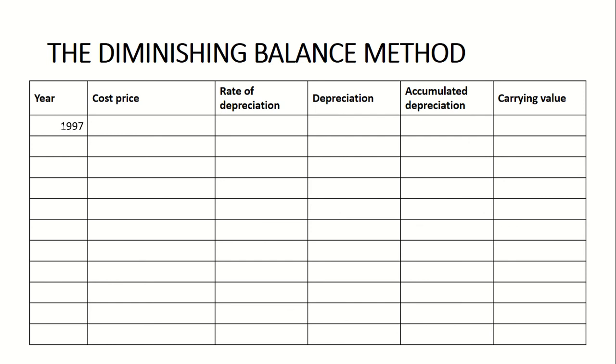Now, this is how we calculate depreciation under the diminishing balance method. The previous table we did, we were calculating depreciation under the cost method. Here we're calculating depreciation under the diminishing balance method. We bought this asset in 1997. The cost price of this asset will be 10,000 rand. Depreciation rate is 10%. Depreciation for the first year will simply be 1,000 rand. Accumulated depreciation in the first year will be the same as the depreciation for the year, which is 1,000 rand. The carrying value for the first year will be 9,000 rand, which is the 10,000 rand minus the 1,000 rand.